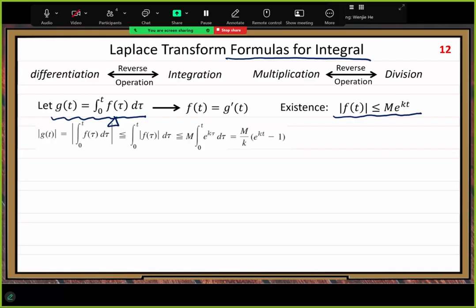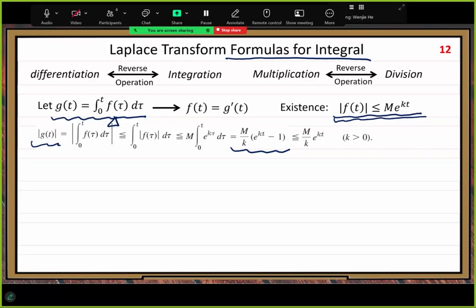So we estimate here with the bound of the f function. Now we want to estimate the bound of the g function. So for the bound of the g function, we get that expression. But that minus 1, we can omit. If kt is positive, e to the kt is greater than 1.